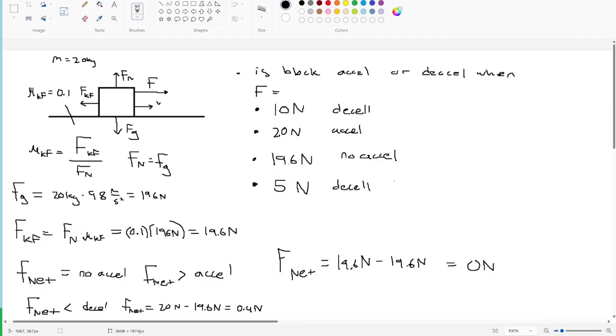But how would you compare the deceleration of this one to this one? Of this 5 newton force versus this 10 newton force. The 5 newton force will result in a greater deceleration. The block is going to decelerate faster than if you were applying 10 newtons of force.